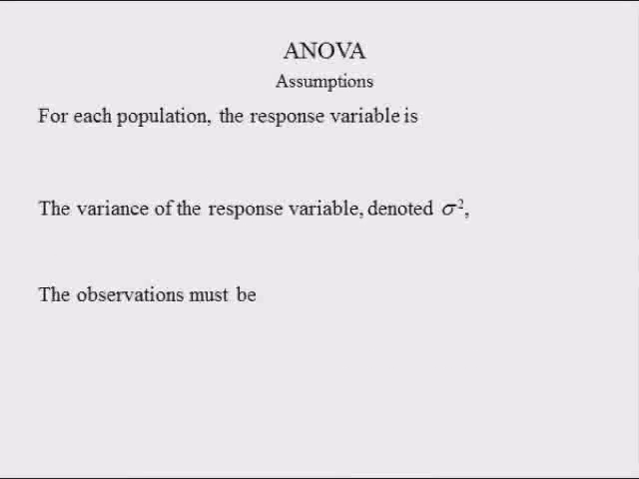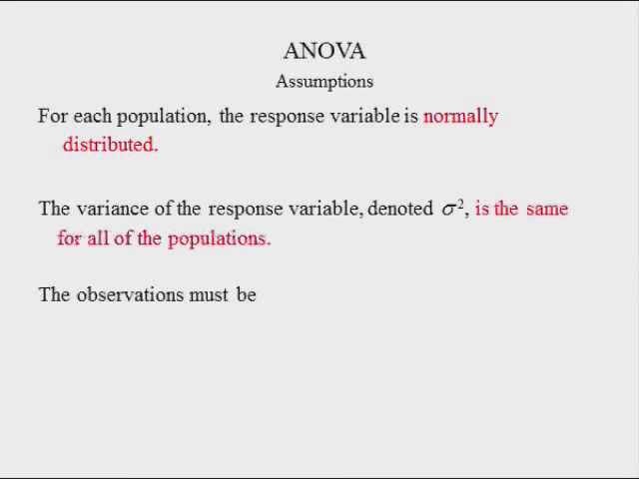For each population, the response variable is normally distributed. The variance of the response variable, denoted sigma square, is the same for all of the populations. We can test this assumption. In Chapter 11, we tested the equality of population variances. The observations must be independent. We can test this assumption. In Chapter 12, we tested for independence.